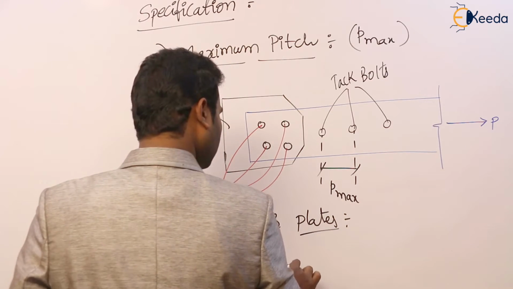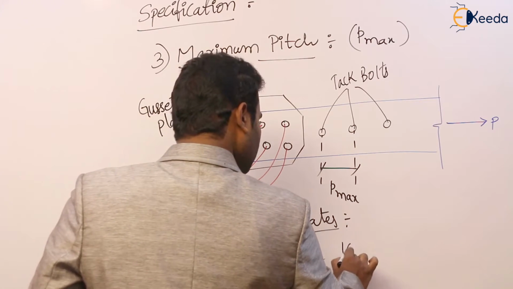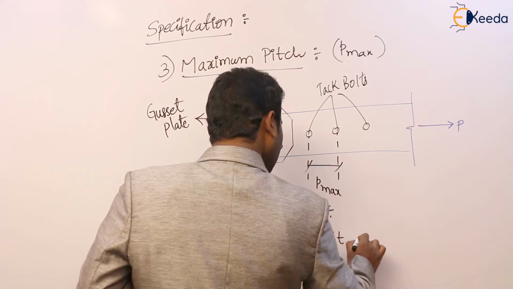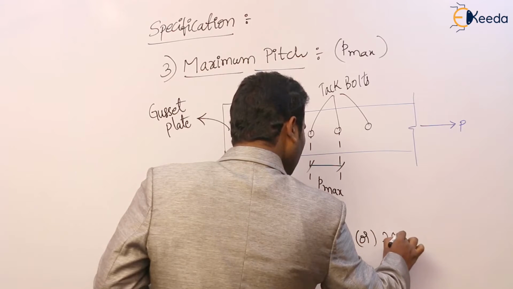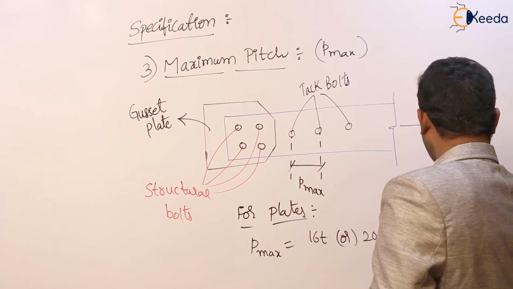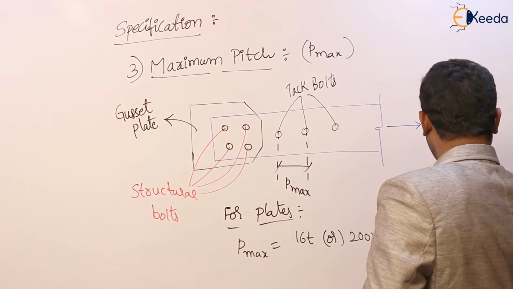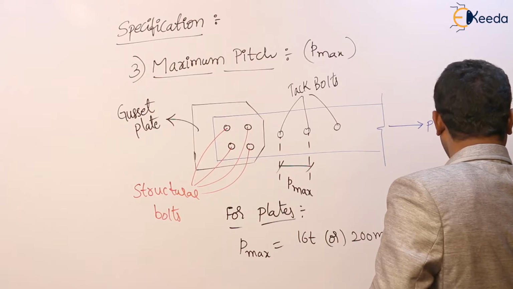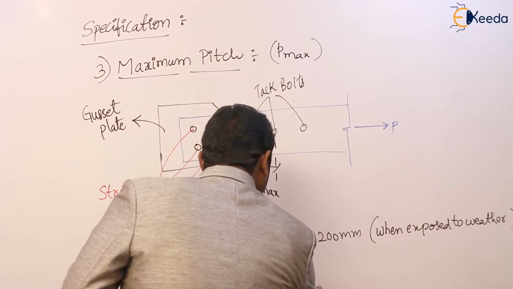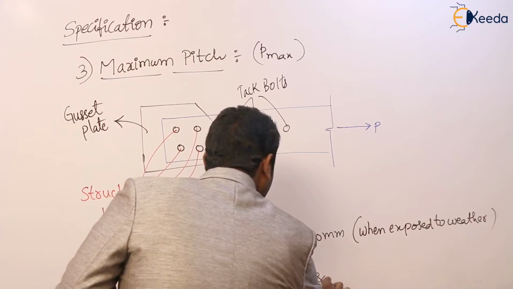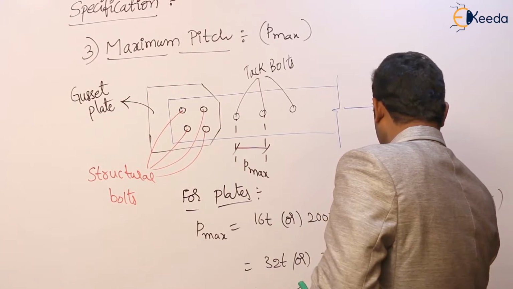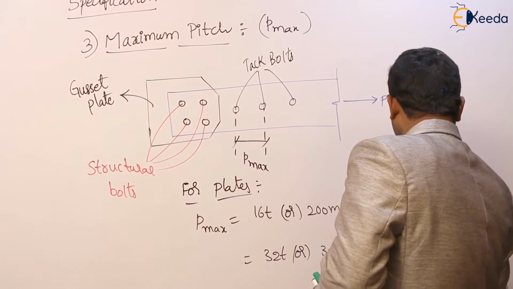Pmax is 16T or 200 mm when exposed to weather, and 32T or 300 mm when not exposed to weather.